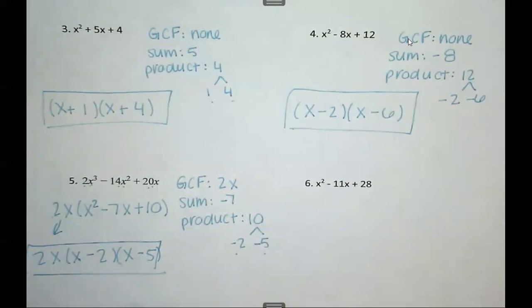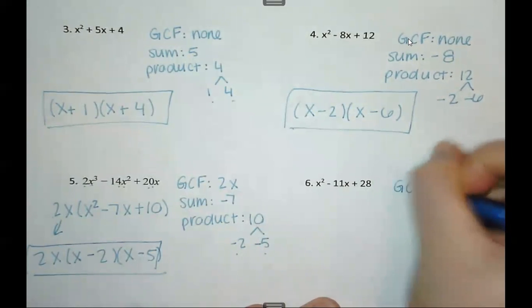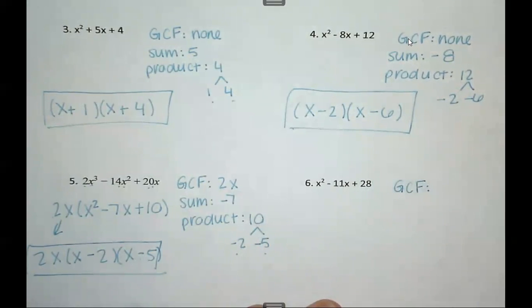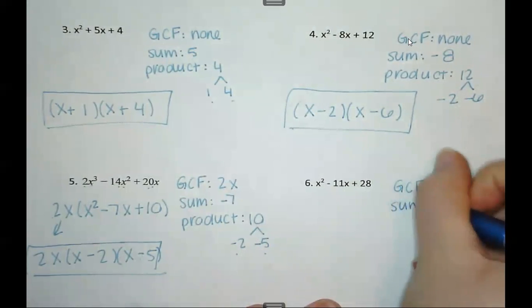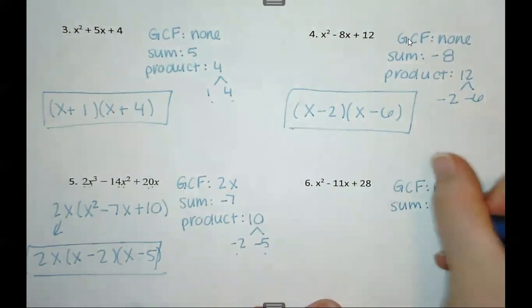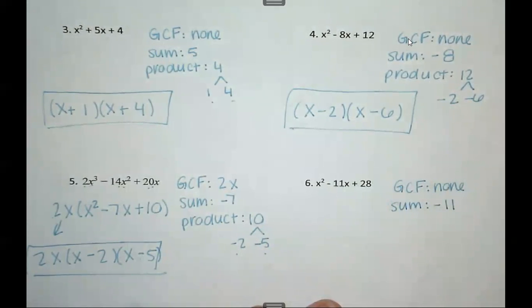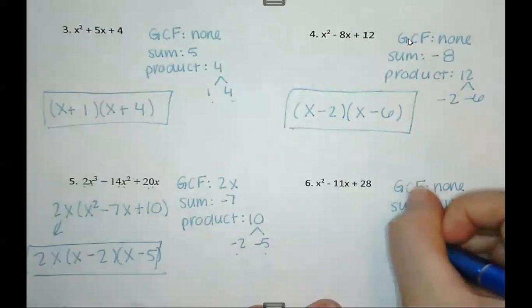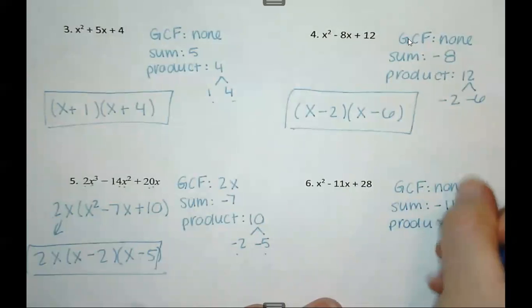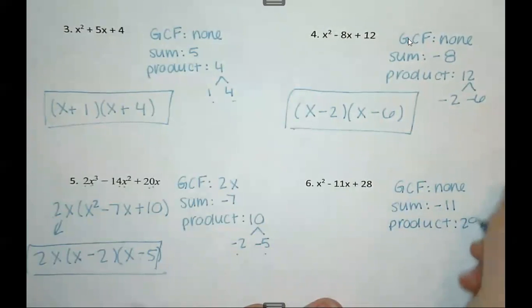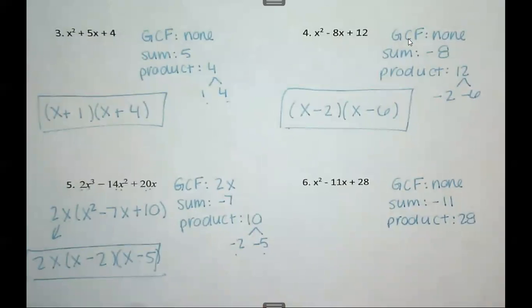All right, number 6. So first I look for my GCF. Doesn't look like there's a number or a variable I can pull out, so no GCF. Then I look at my sum, which is my middle number, in this case negative 11. And then I look at my product, which is the last number, in this case 28. So I need something that multiplies to give me 28 and adds to give me negative 11.